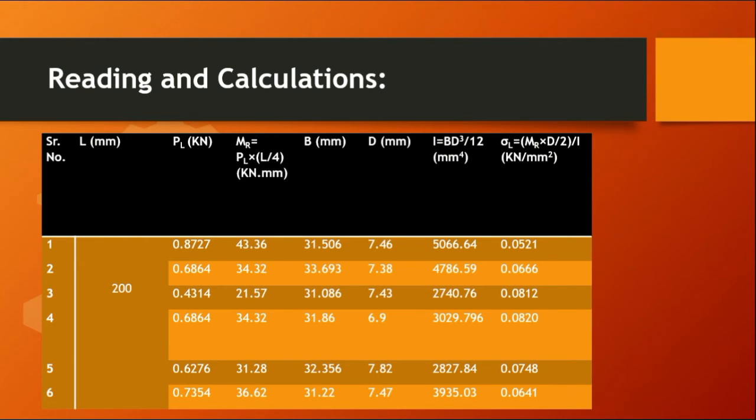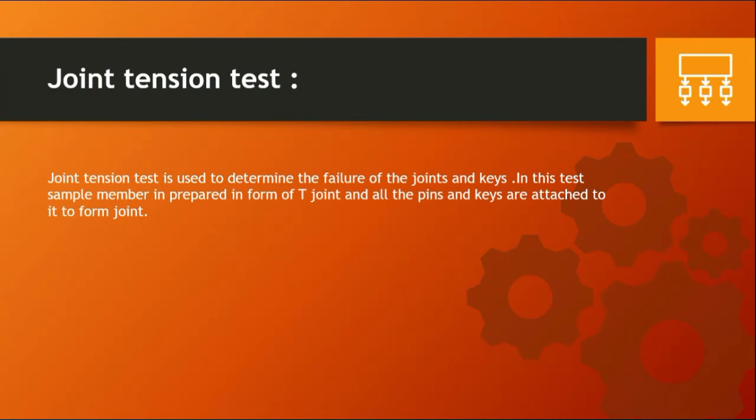Then we performed the joint tension test. It is used to determine the failure of joints and keys. In this test, the sample member is prepared in the form of a T-joint and all the pins and keys are attached to it to form the joint.